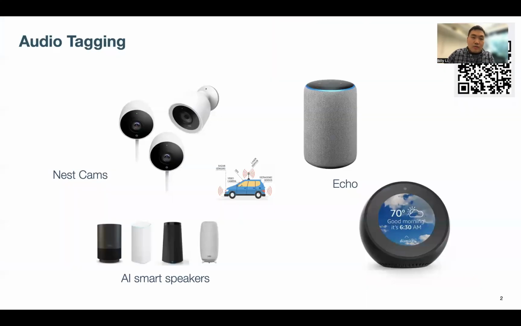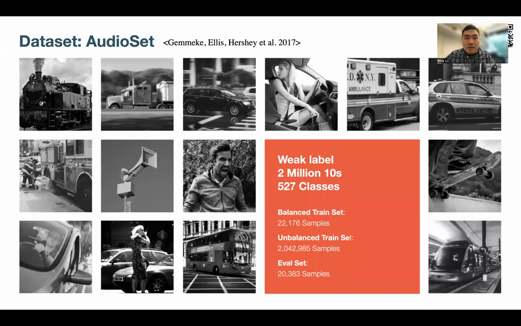So as we all know, audio tagging is a task that has been widely deployed onto smart speakers and cameras. And the largest existing dataset for audio tagging is AudioSet, which contains 2 million samples. They're all 10 seconds long, weakly labeled sounds of 527 different classes. It has a balanced training set of about 22K and a 2 million unbalanced training set. And the evaluation set has about 20,000 samples.